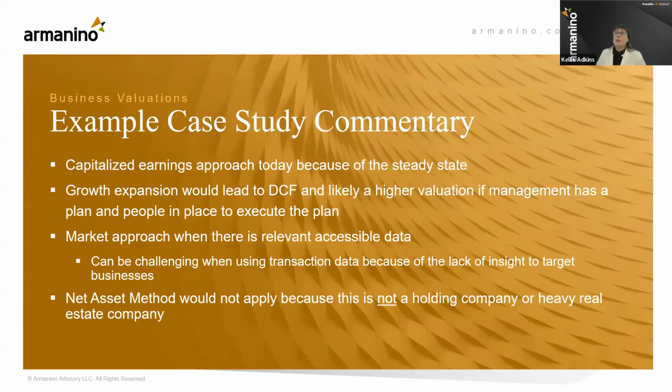So, going back. Yeah, go ahead, Kelly. Going back to the case study and having Curtis just go over the three approaches to value, given that the business currently has been at a steady state, a capitalization of earnings is actually appropriate. The growth expansion, if they decided in the future to do a growth expansion, that would lead to a discounted cash flow analysis, could lead to a higher valuation as long as management has a plan in place and the people to execute the plan.